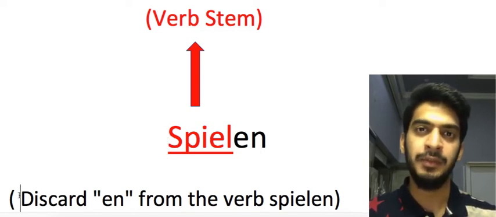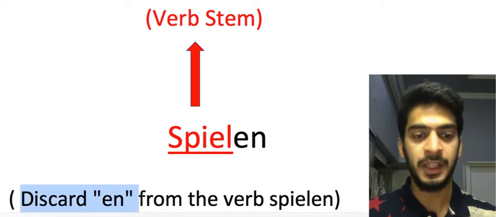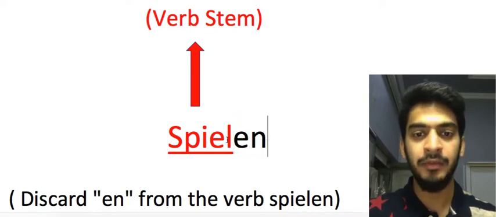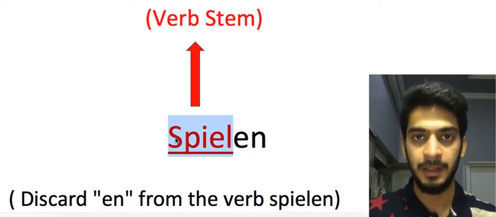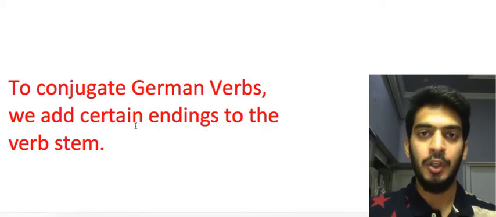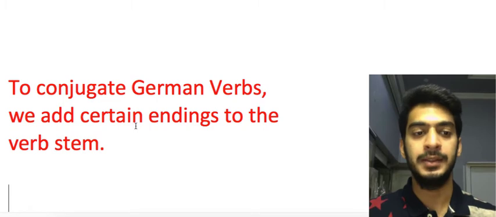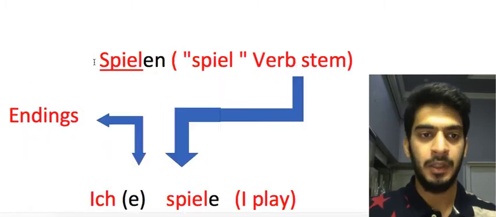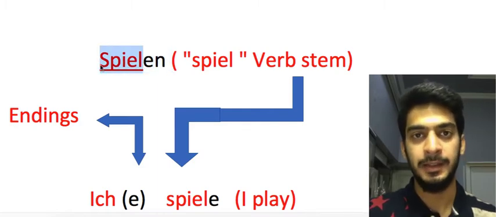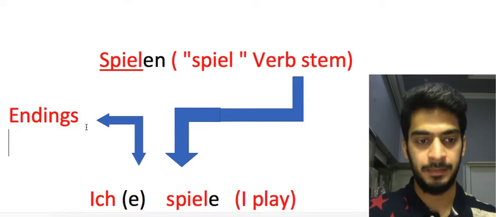Now, the first thing that we need to follow, we have to discard en from the verb spielen. Okay? So, after discarding en, we get the verb stem, that is spiel. So, spiel is considered as verb stem. To conjugate German verbs, we add certain endings to the verb stem. The verb here, spielen, en is the ending and the left out word is spiel, that is the verb stem.